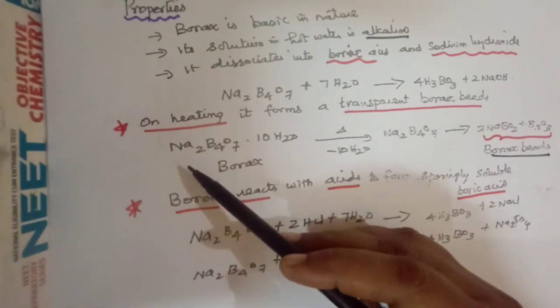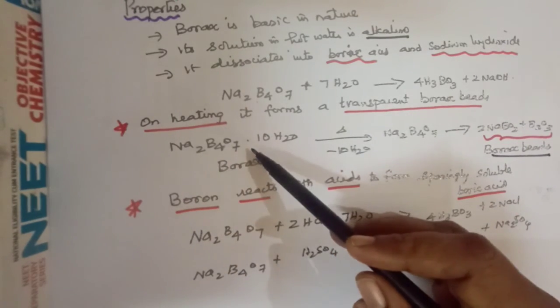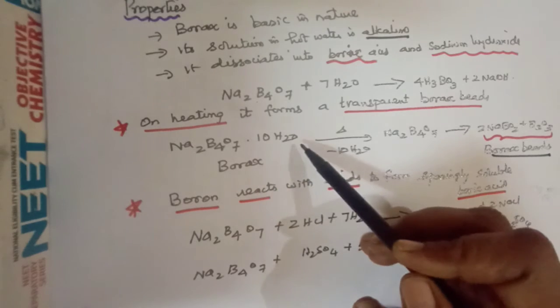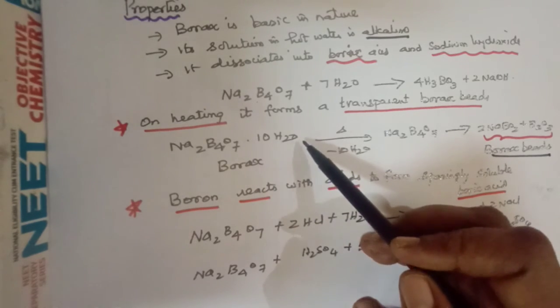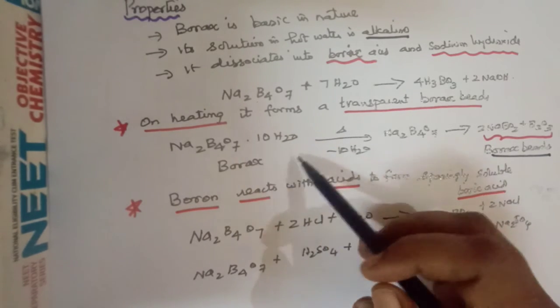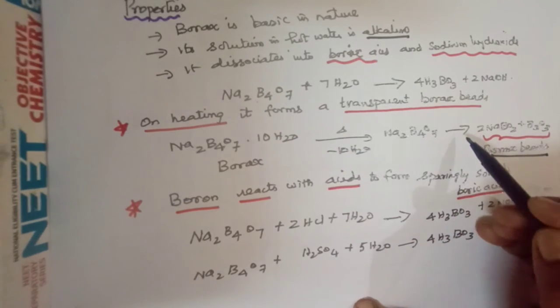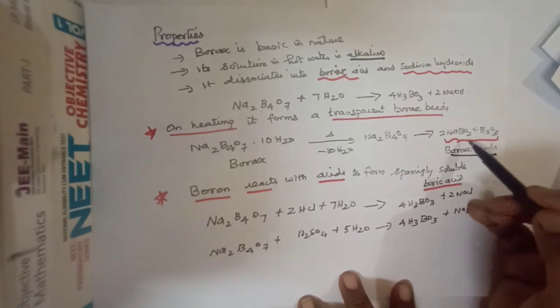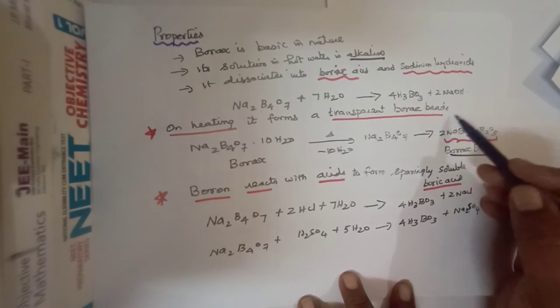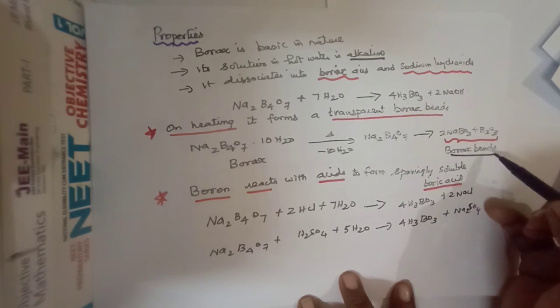Again, I'll take Na2B4O7 with 10 moles of water, that is decahydrate. On heating, it loses the 10 moles of water and forms Na2B4O7. Again on heating, it gives sodium borate and boric anhydride. The mixture of these two is a borax bead.